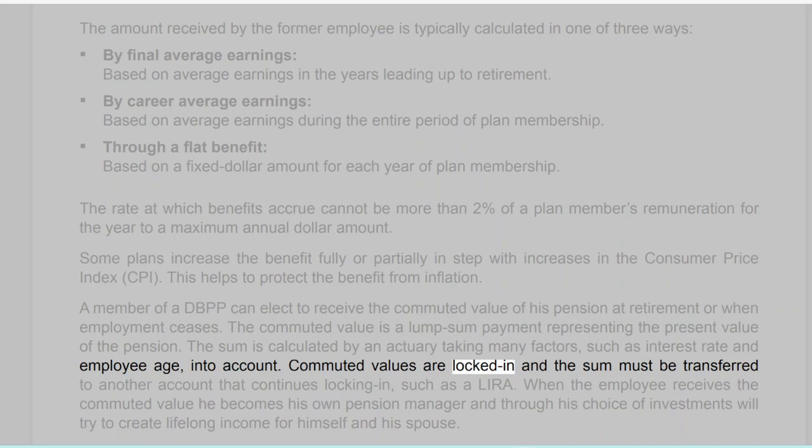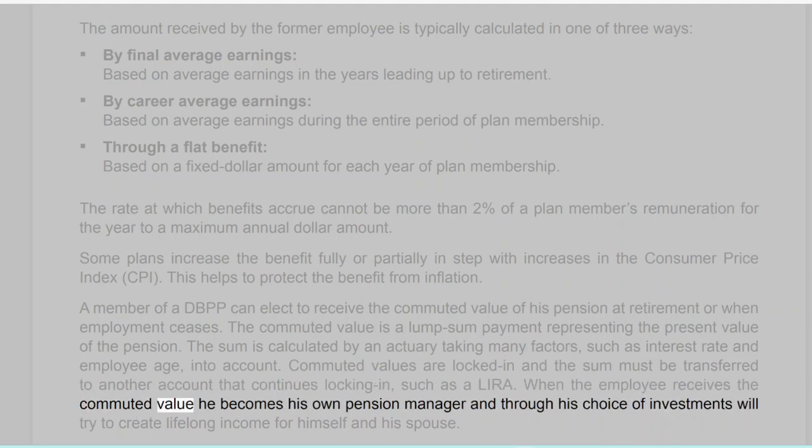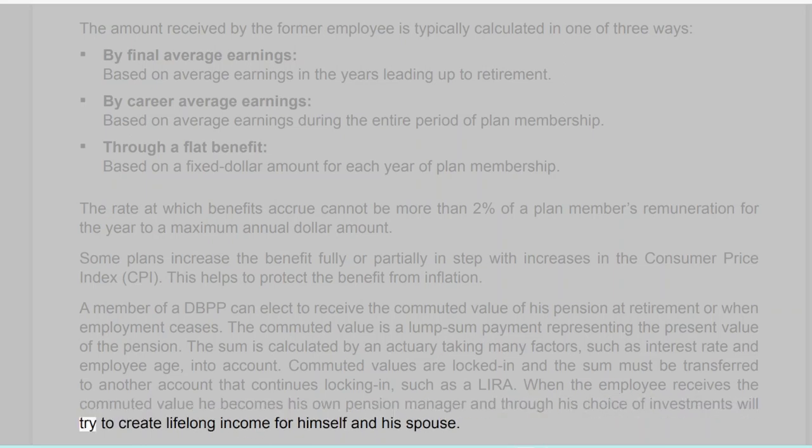Commuted values are locked in, and the sum must be transferred to another account that continues locking in, such as a LIRA. When the employee receives the commuted value, he becomes his own pension manager, and through his choice of investments, will try to create lifelong income for himself and his spouse.